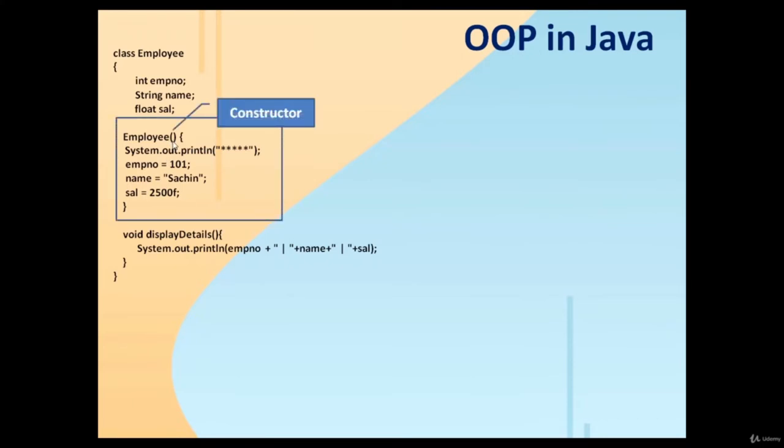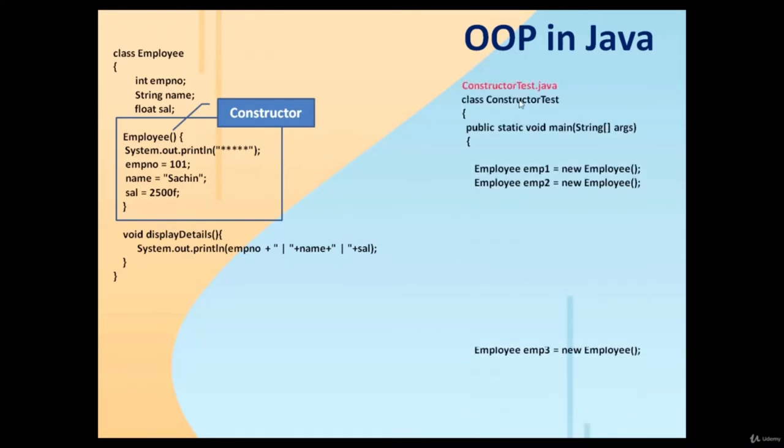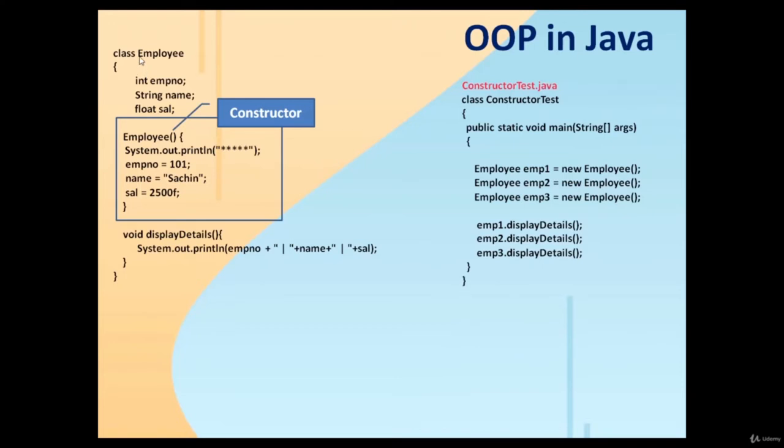Why is it called a constructor? It is a method whose name is the same as the class name, with no explicit return type. This method gets executed whenever an object of the class is created. Now we have ConstructorTest, which contains the Employee class also. The ConstructorTest main method creates three objects: new Employee first object, new Employee second object, new Employee third object. Whenever you compile this program with javac ConstructorTest.java, the compiler creates ConstructorTest.class as well as Employee.class. When you run java ConstructorTest and press enter, what happens? The control will come to the main method.